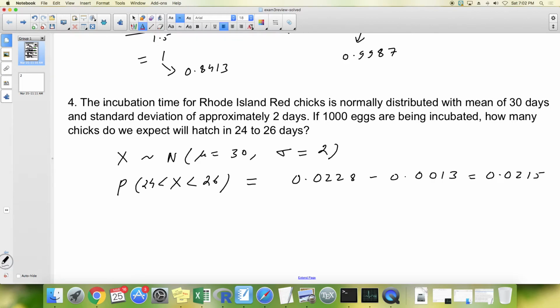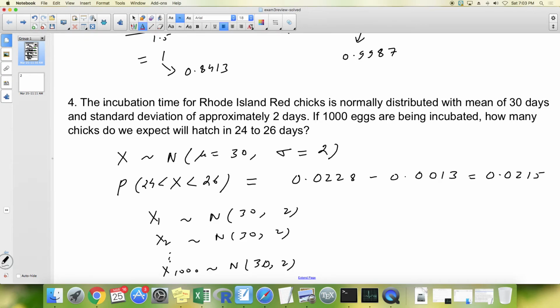The next part of the question, the second part is, so there are 1,000 eggs like this, and for each of them it's normal like this. So there's X1 which follows normal with mean 30, 2, X2 follows normal 30, 2, dot dot dot, and X1000 which follows the same normal 30, 2. And they are asking, how many chicks do we expect? So for how many of them?